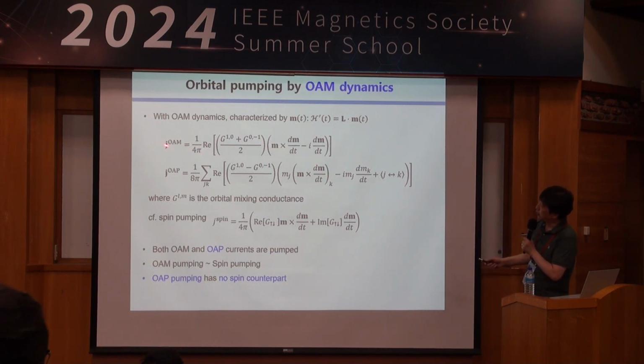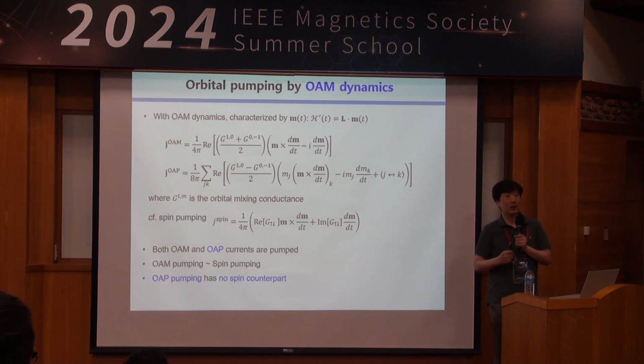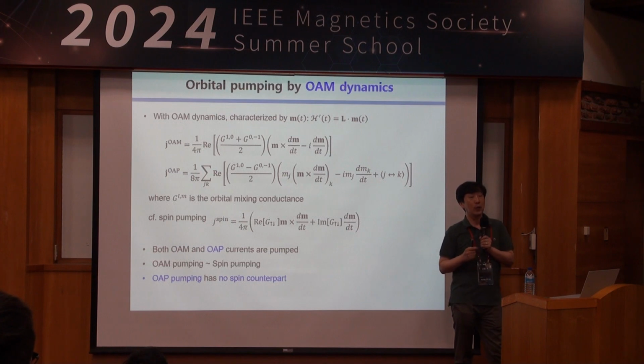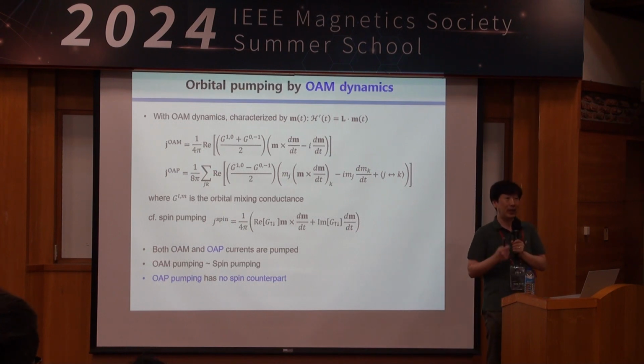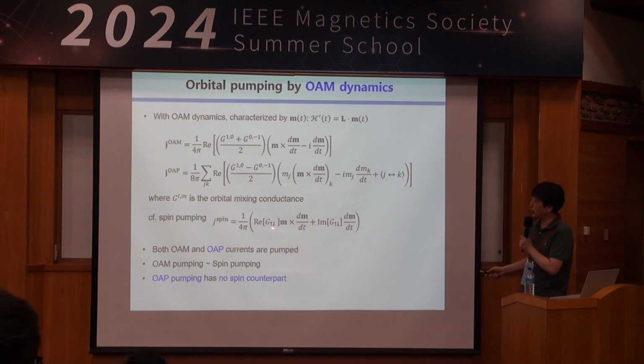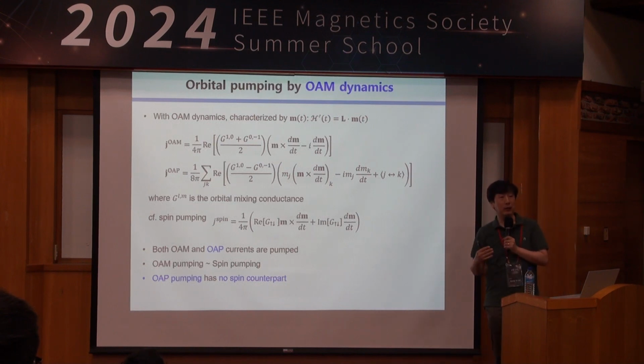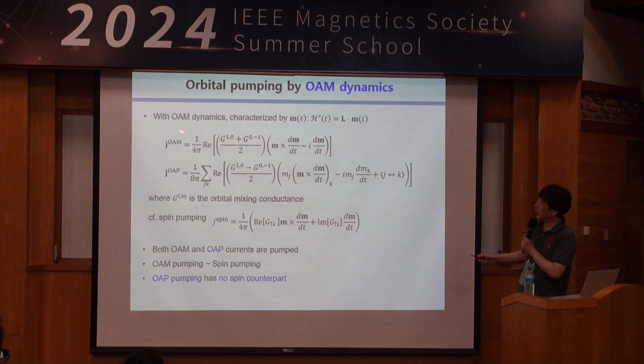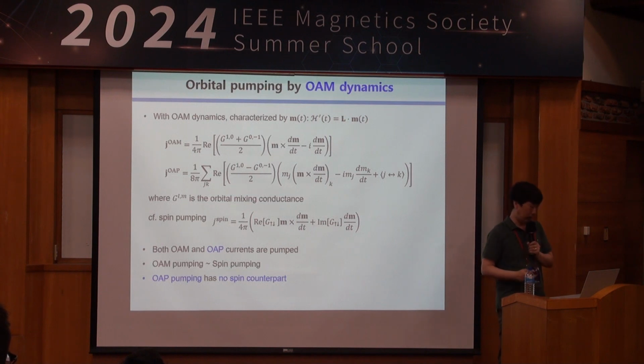Let me first compare the OAM pumping current, this one, and the well-known spin pumping current. Both pumping currents have one term M cross dN/dt, and the other term dN/dt. The first one is related to the real part, and the other is related to the imaginary part. So they have exactly the same mathematical structure, and it must be because spin angular momentum and orbital angular momentum have the same symmetry. The only difference is that in spin pumping you have a spin mixing conductance that characterizes the transmission and reflection of the spin at the interface, but now we have an orbital mixing conductance that characterizes orbital transmission and reflection at the interface.